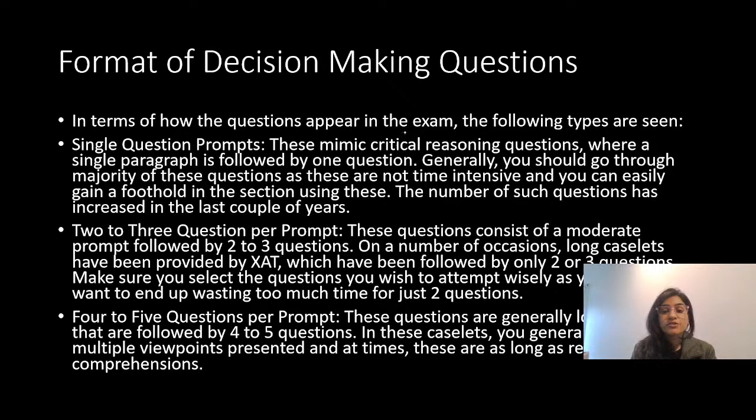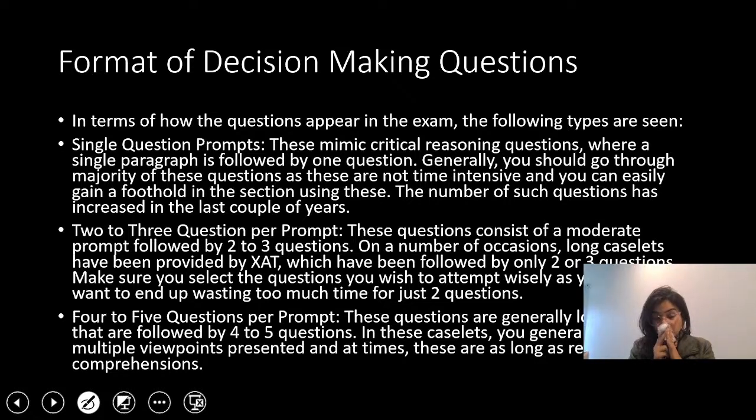In terms of how the questions appear in the exam, the following types of questions we can expect. Single question prompts can be there. These mimic critical reasoning questions where a single paragraph is followed by one question. So you're given one paragraph, right? And on the basis of that one paragraph, you have one question. So they're more like CR questions, where a single paragraph is followed by one question. So one paragraph and one question we have.